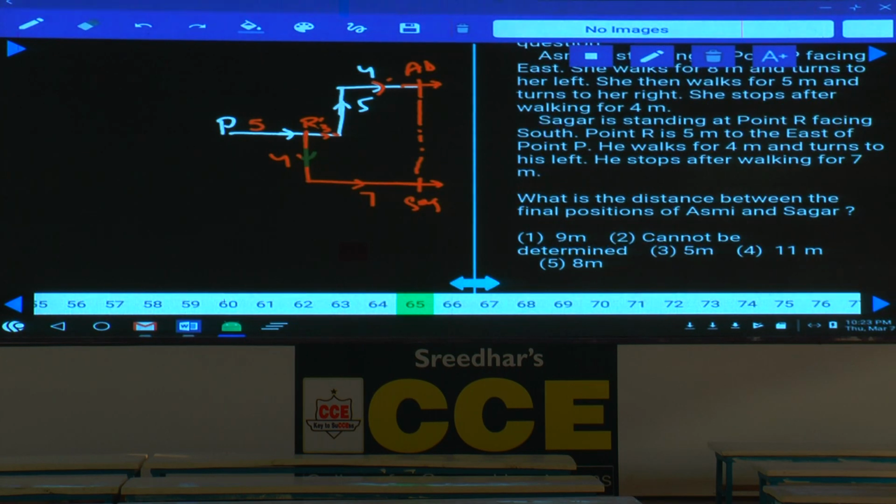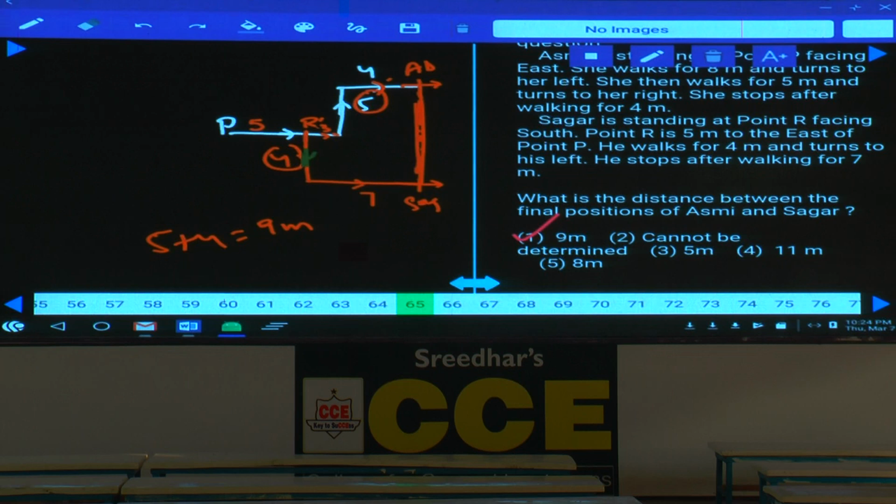Then question number 65. What is the distance between the final positions of Asmi and Sagar? Now the vertical distance is the only distance left over. Hence tell me what is the total distance here? This is 5 and this is 4, and total is 5 plus 4, that is 9 meters. 9 meters, choice 1 is the answer. Done with this? Now this is about question number 31 to 65.